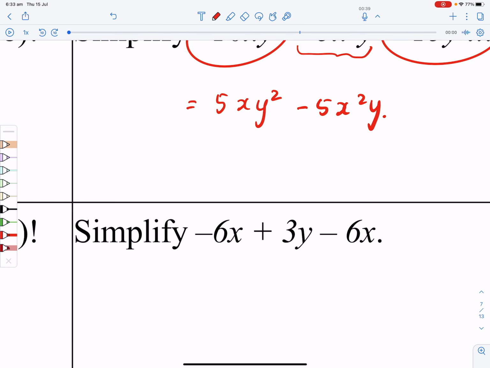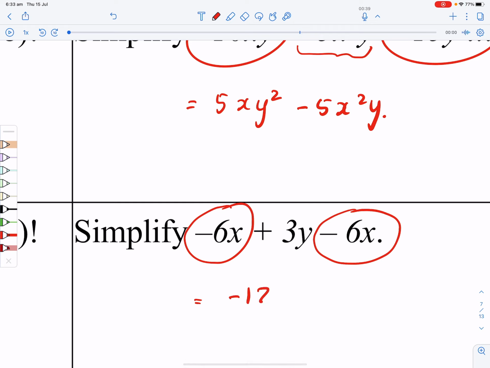The next one, got minus 6x, minus 6x, they're like terms. What's minus 6 minus 6? Minus 12. I did find last week when I was teaching that some of the students had forgotten their directed numbers, you know, their positives and negatives. I do urge you to go back and do some revision on that, please, if you are one of those students. But what's minus 6x minus 6x? It's minus 12x. And now you stop. So they're finished. What's left over? The plus 3y. So I'm going to put plus 3y.